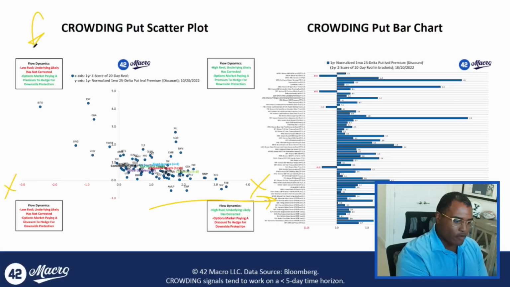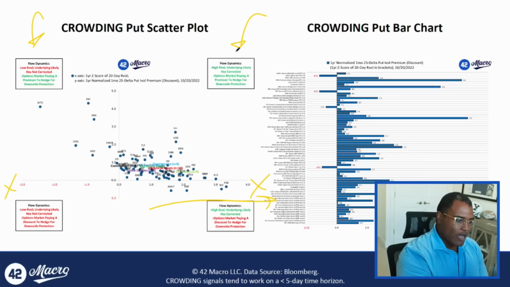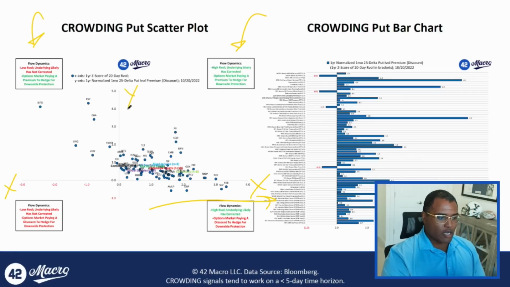Conversely, from a flow perspective, if you have a positive value on the x-axis, it's high realized volatility. The underlying likely has corrected and/or has finished correcting. And then on the y-axis, as I mentioned, on this put scatter plot, because there are two different scatter plots here, we're showing the 1 year normalized 1 month 25 delta put implied vol premium, or discount if it's a negative value.